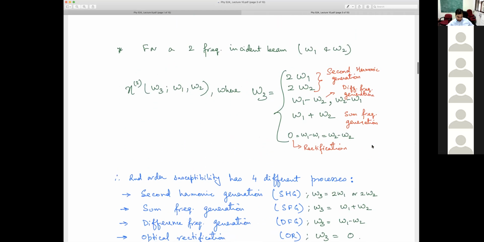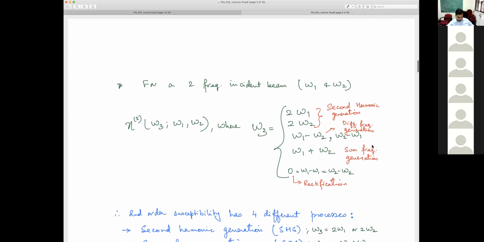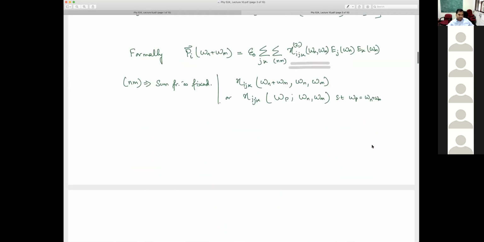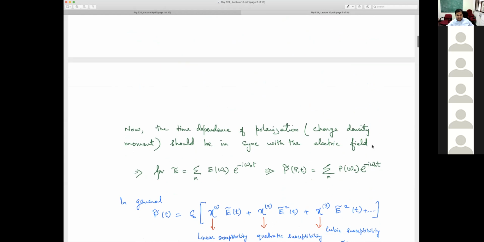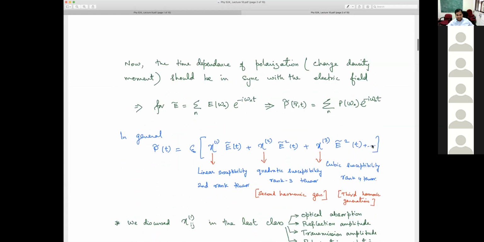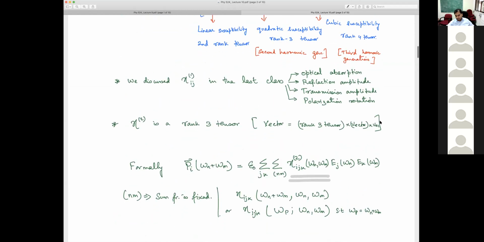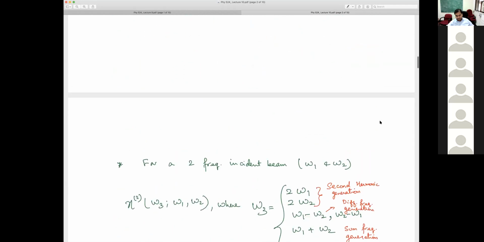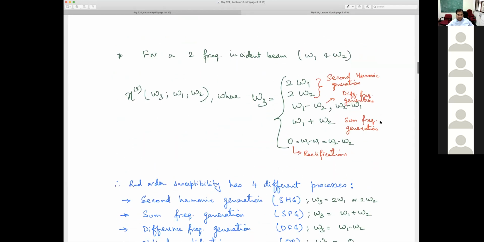I have seen that chi2 is represented like minus omega 3 semicolon omega 1 comma omega 2. So what does this minus represent? It's the same notation. Whenever we are writing this, we have written the complex notation, right? So the omega can be plus or minus also. Omega 3 can be minus also. It's the same notation basically. But some authors treat omegas only as positive quantities, so they put the minus sign explicitly.